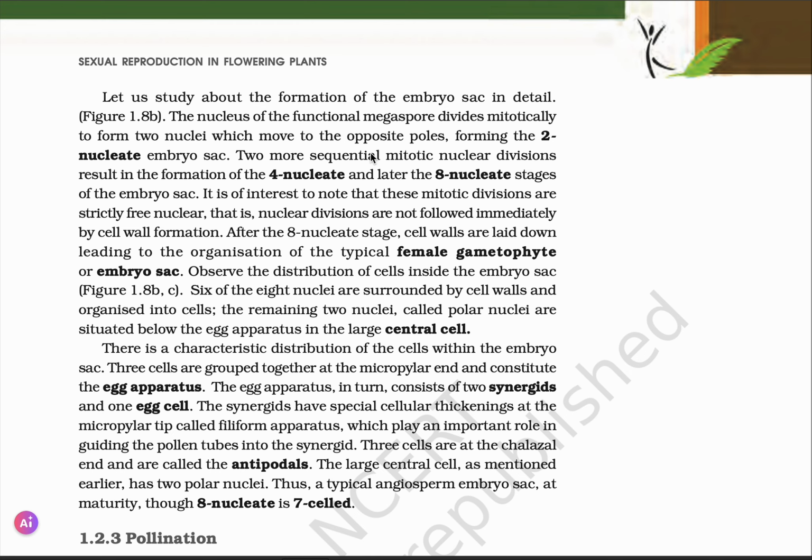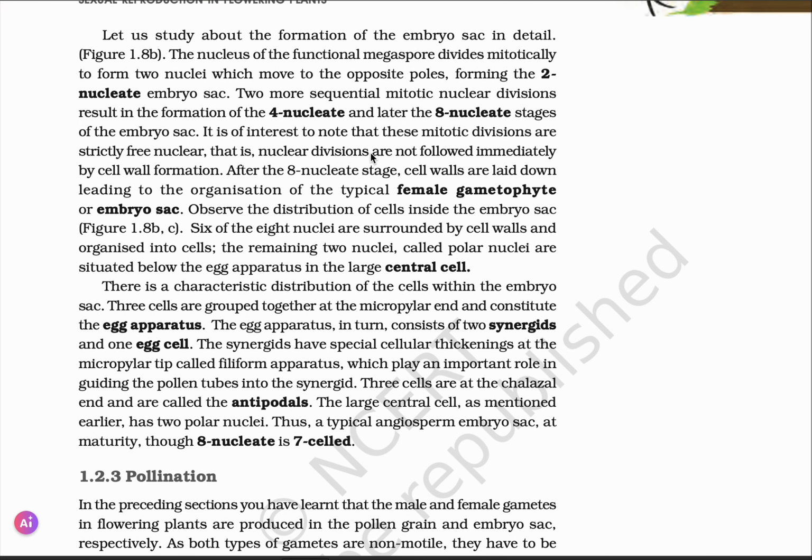Now the nucleus of the megaspore divides. The nucleus of the functional megaspore divides mitotically to form 2 nuclei, which move to opposite poles, forming the 2-nucleate embryo sac, later the 4-nucleate, then the 8-nucleate stages. It is of interest to note that these mitotic divisions are strictly free nuclear, which means that the nuclear divisions are not followed immediately by cell wall formation. After the 8-nucleate stage, cell walls are laid down.